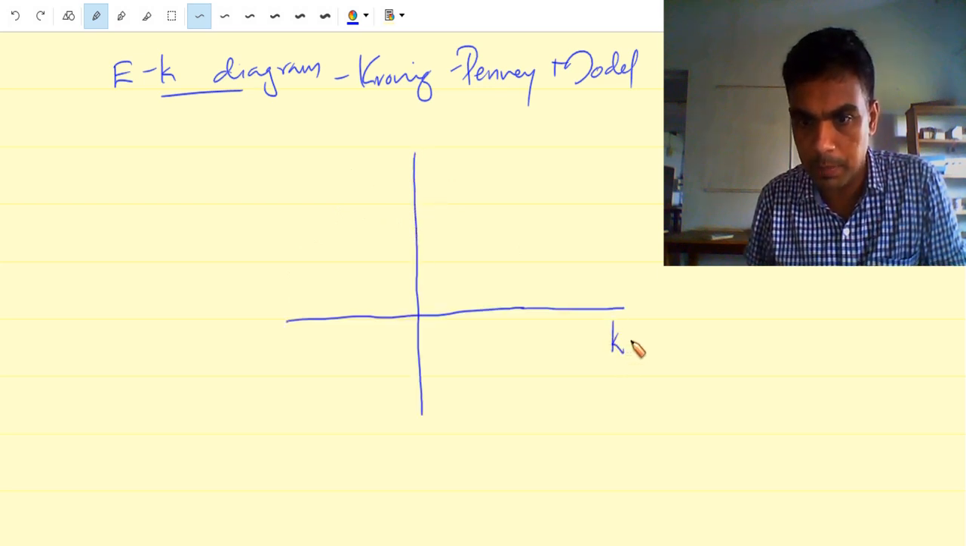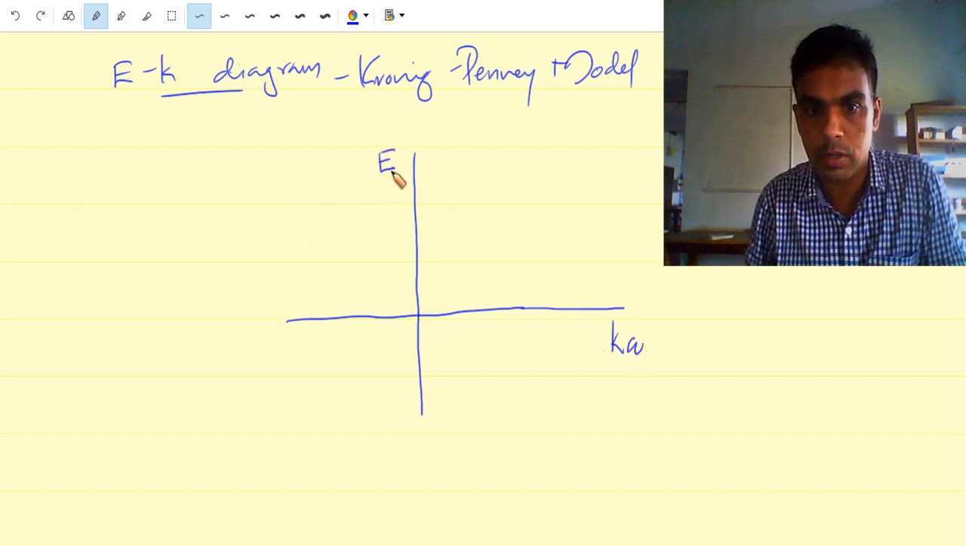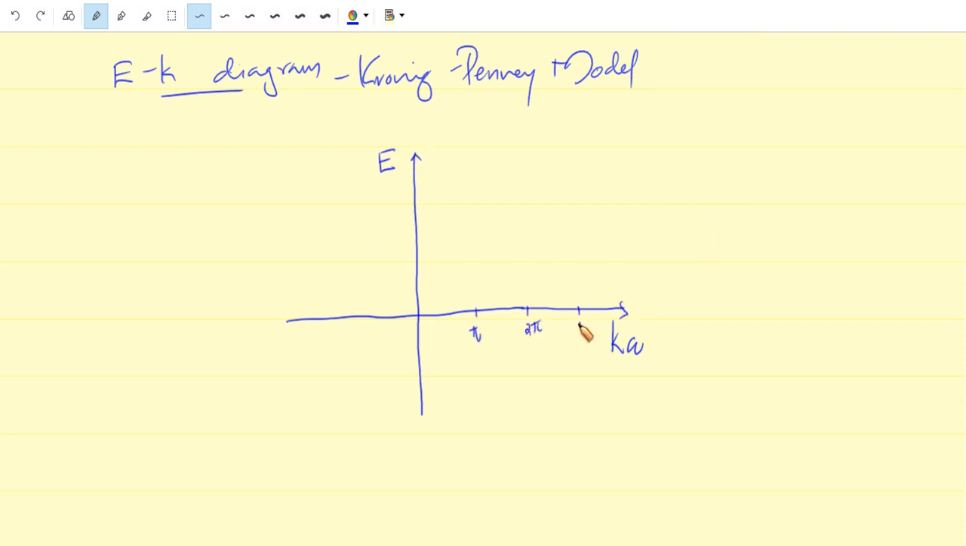On this axis, I'll put ka, and on this axis, the energy of the electron. So the graph looks like this. Similarly, when k is equal to pi by a, that means ka equals pi, there is a discontinuity in the graph.